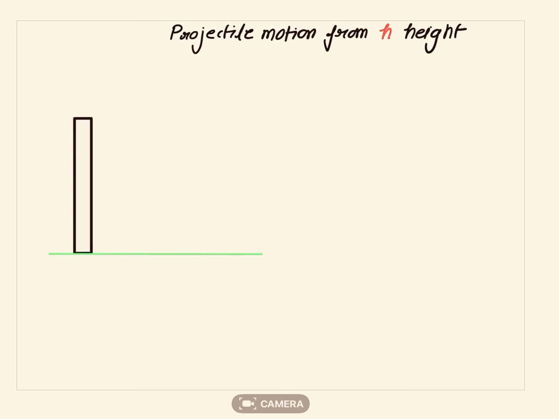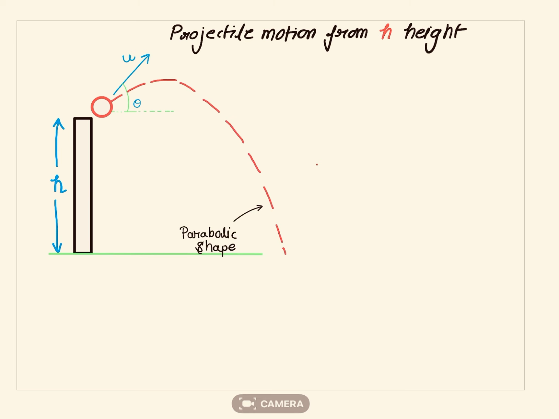Today, what we are going to do is projectile motion from edge height. As you can see, first of all, we have this ball, which is at edge height, and it is going to be thrown with the velocity u at an angle theta. As you can see, it is making a projectile motion, which looks like a parabola. Now what we are going to do is calculate the time of flight, maximum height and range.